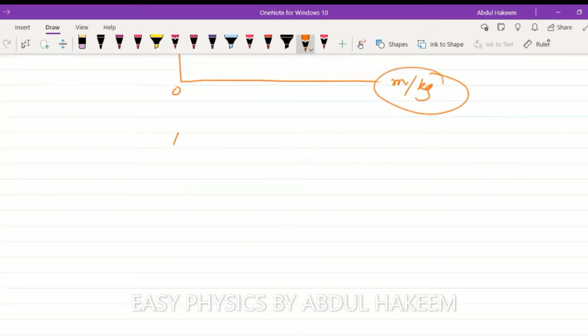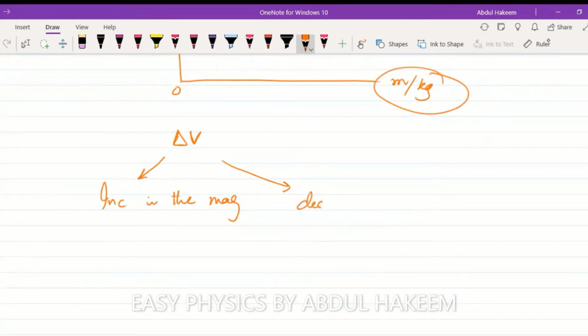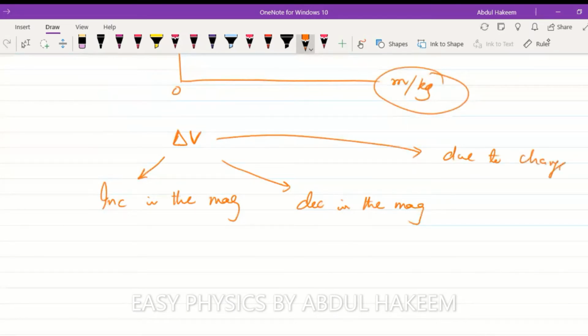Look, there is a change of velocity. We cannot maintain the velocity all the time. So we have to change sometimes, number one, due to increase in the magnitude. Velocity changes. Number two, due to decrease in the magnitude. Velocity changes. And number three, due to change of direction. Velocity changes.